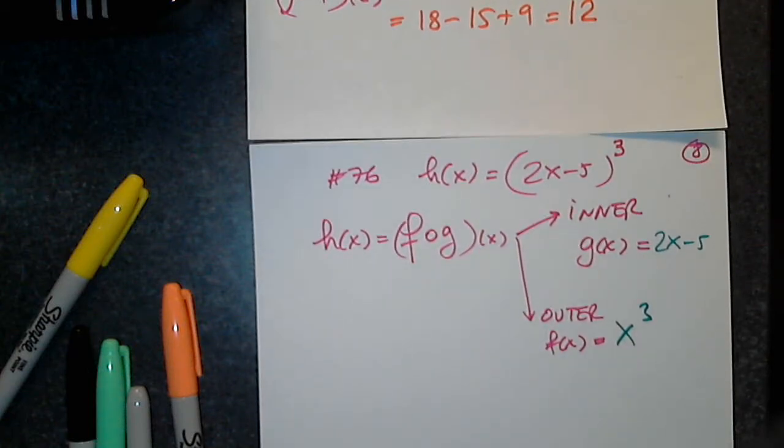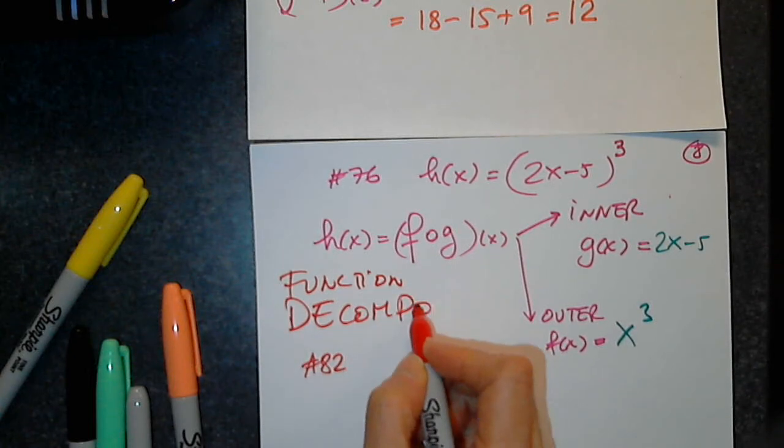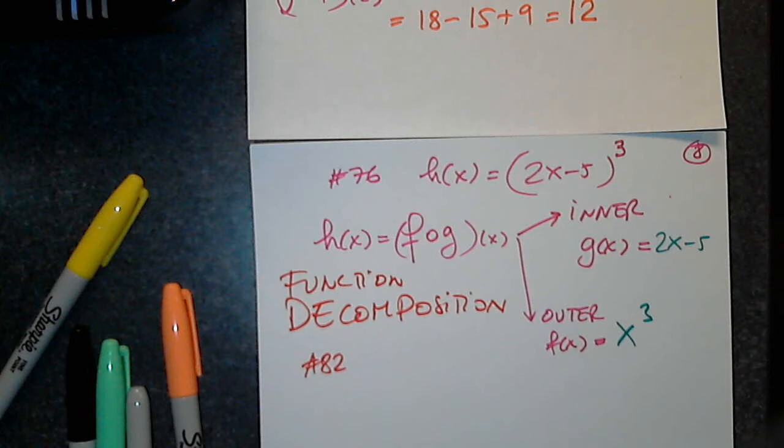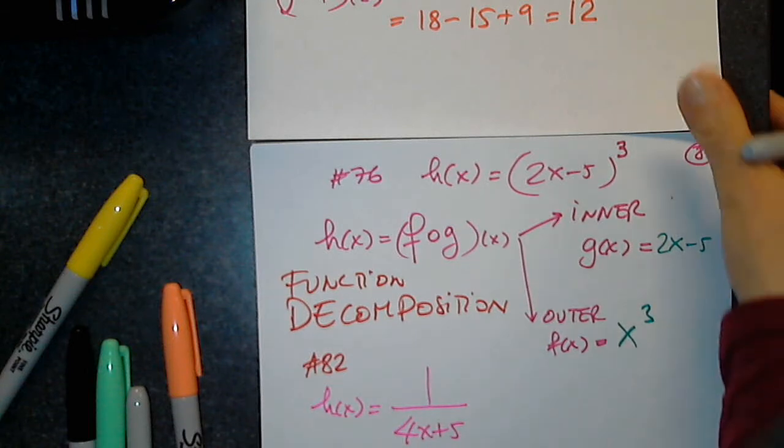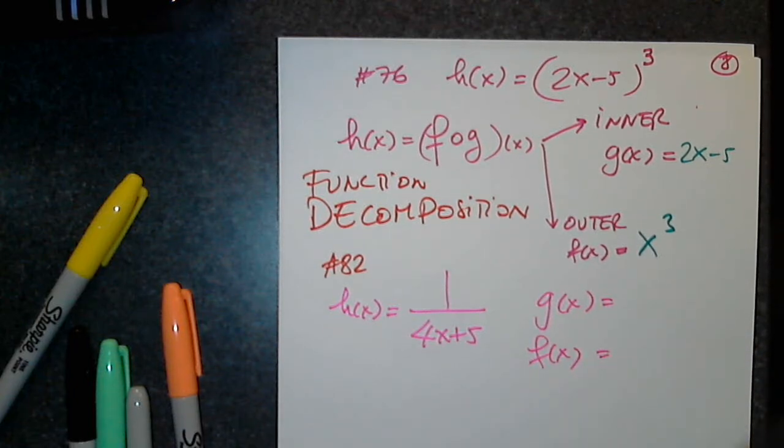So let's look at one more. Let's say 82. So this is function decomposition. There is not only one correct answer for this. I may find two other functions that will give us 2x minus 5 cubed. Okay? So 82, we have h of x, which is 1 over 4x plus 5. I want an inner g of x and an outer f of x. Please decompose this function into two functions. One which is the inner, one which is the outer.